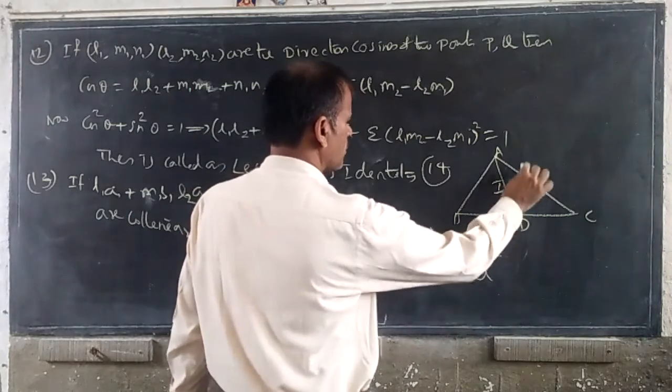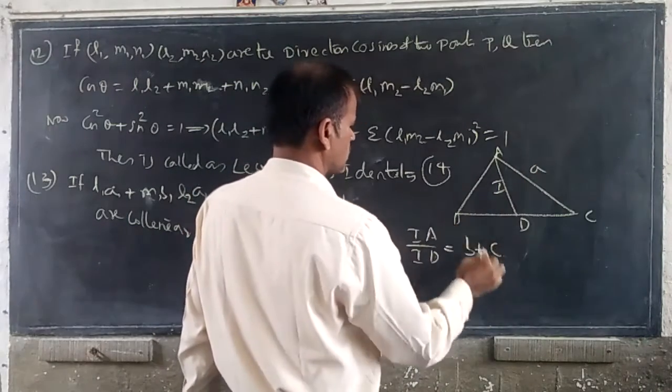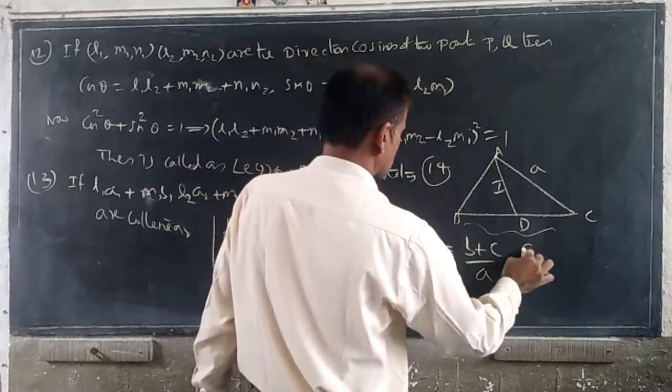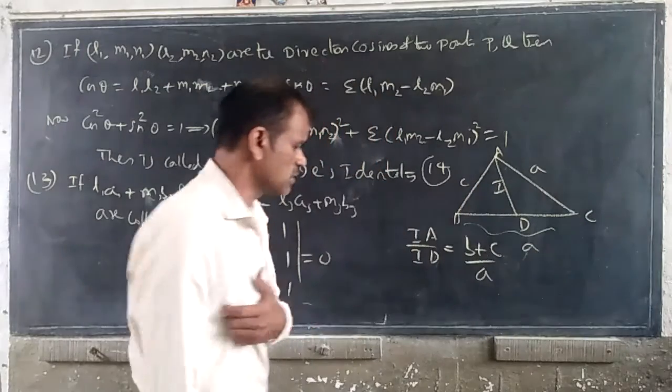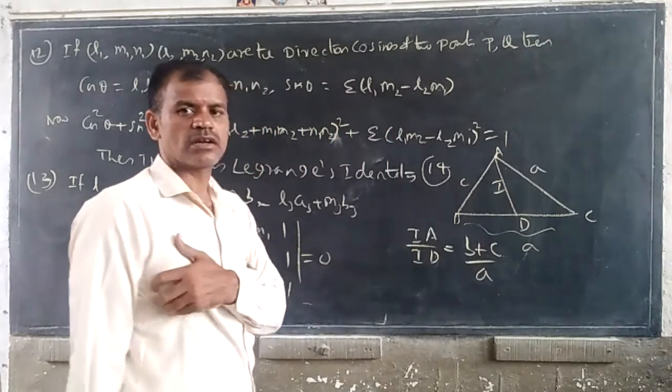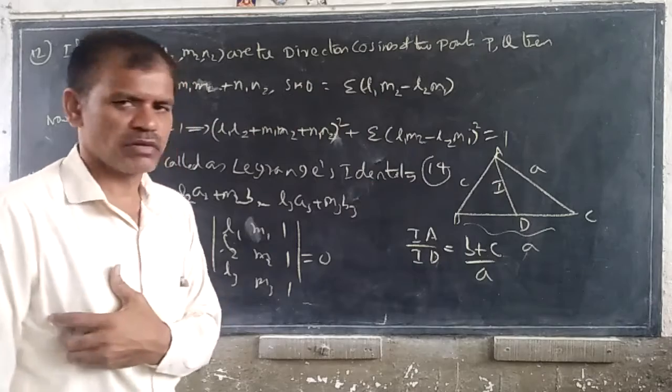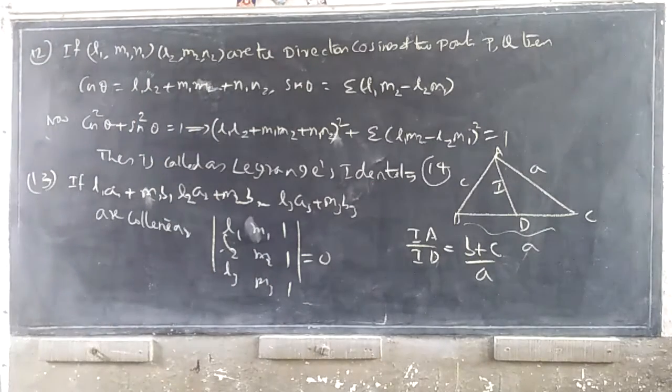What is b? Opposite of capital B. What is a? Opposite of capital A. What is c? Opposite of capital C. Using this one, you can calculate the internal bisector. Let us discuss in level 2. Next one, this is the last but one synopsis.